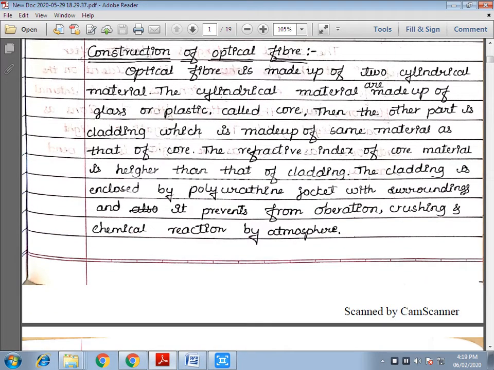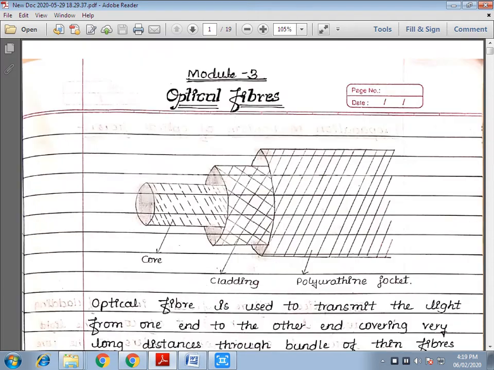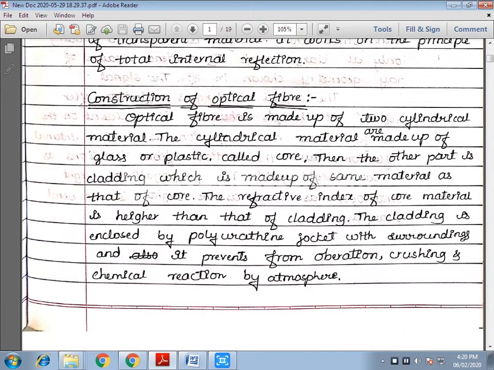Construction of optical fibers. The optical fiber mainly consists of the central part, the core, surrounded by cladding, and that is covered by a polyurethane jacket.